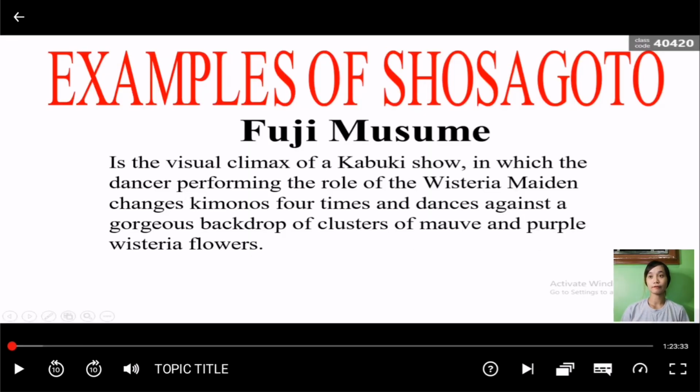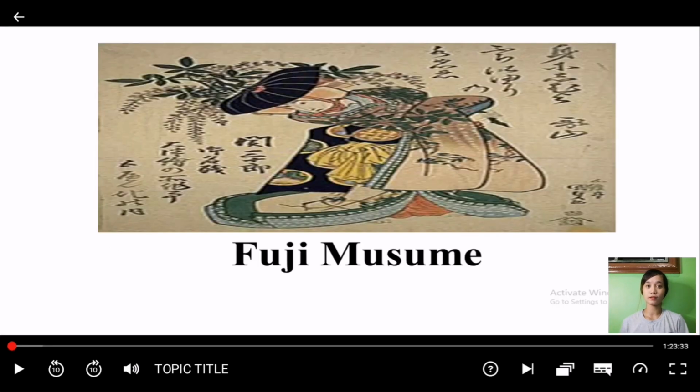The example of Shosagoto is Fuji Musume, the visual climax of a kabuki show, in which the dancer performing the role of the Wisteria maiden changes kimonos, four types, and dances against a gorgeous backdrop of clusters of mauve and purple wisteria flowers. So this is the picture of Fuji Musume.